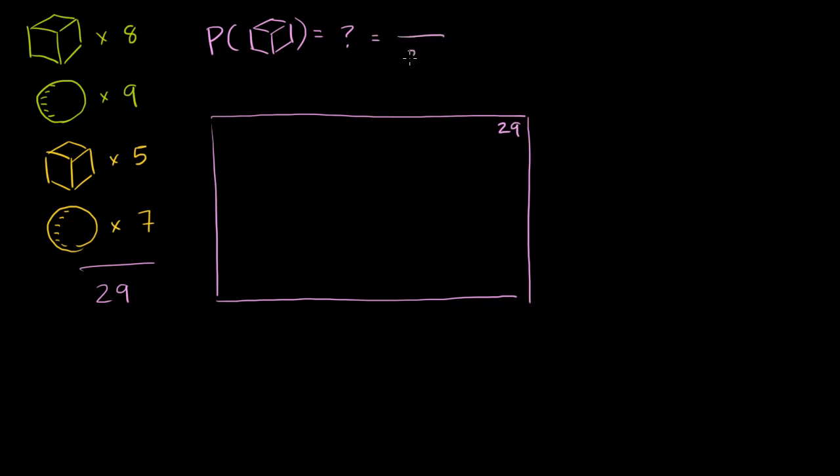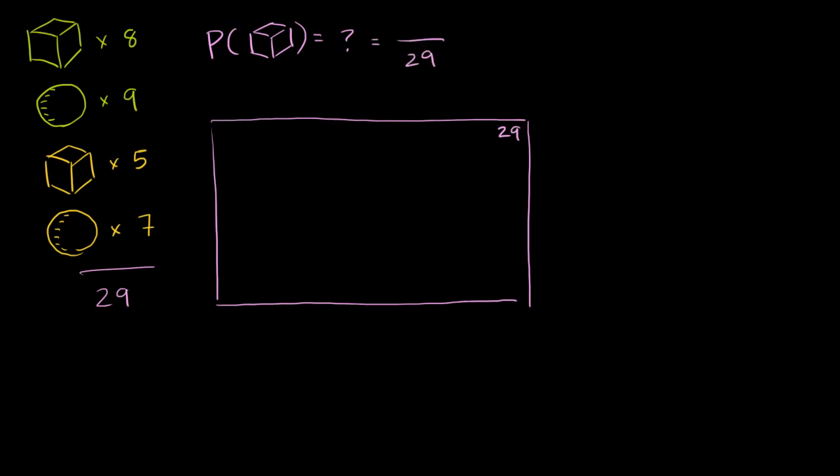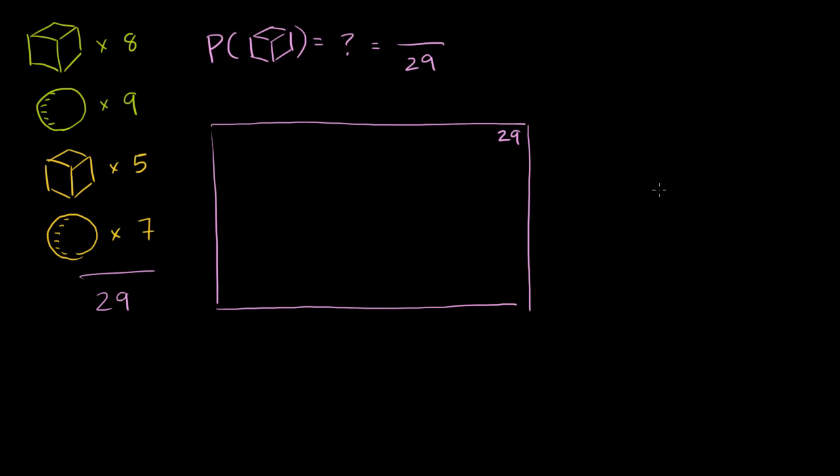So there's 29 equal possibilities for the outcome of my experiment of seeing what pops out of that bag, assuming that it's equally likely for a cube or a sphere to pop out first. And how many of them meet our constraint of being a cube? Well, I have 8 green cubes, and I have 5 yellow cubes. So there are a total of 13 cubes. And so let me draw that set of cubes. So there's 13 cubes.